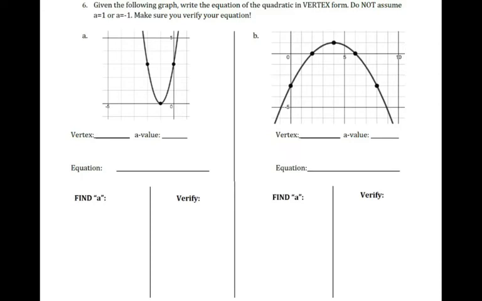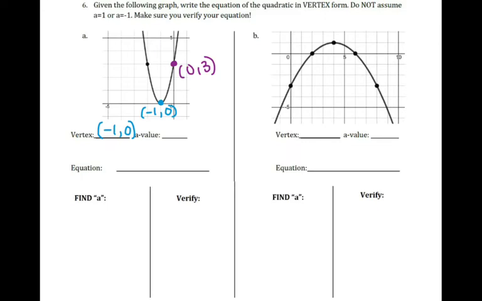Okay, writing equations. So writing equations is a four-step process. Step number one is to identify your vertex. So I'm going to look at my graph. Here is my vertex. Ordered pair for that point is negative 1, 0. So vertex, negative 1, 0. My a value is something that I need to find. And in order to find my a value, I need to pick any other point on my graph. So I'm going to go with this point. Ordered pair for that point is 0, 3.